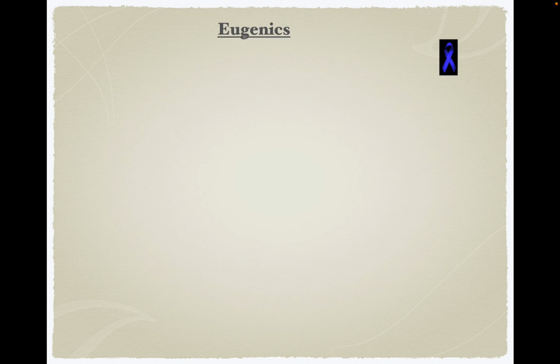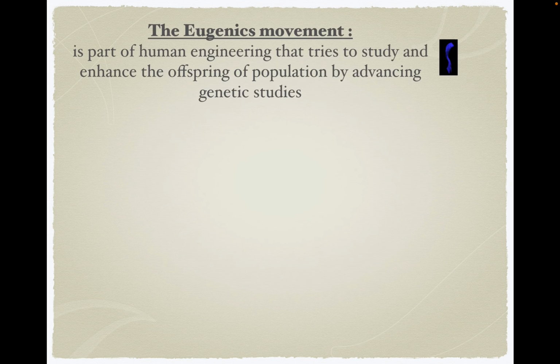Eugenics. What is eugenics? It's a movement, part of human engineering, that tries to study and enhance the offspring of the population by advancing the genetic analysis. The etymology of eugenics is: eu means good or without flaws, and genics means offspring. So the goal of eugenics is to eliminate genetic diseases in general, like cystic fibrosis or hemophilia or maybe Down syndrome, plus the diseases that are affected by genes like cancer or diabetes.